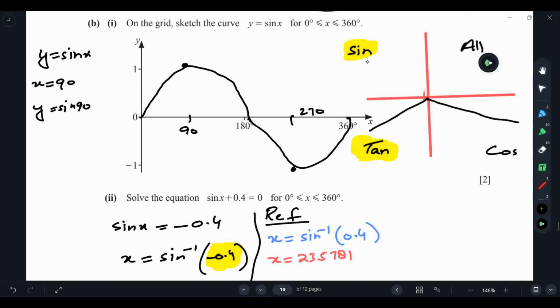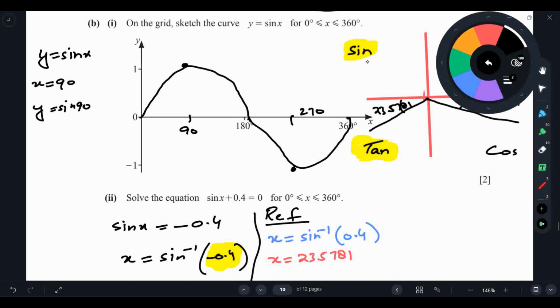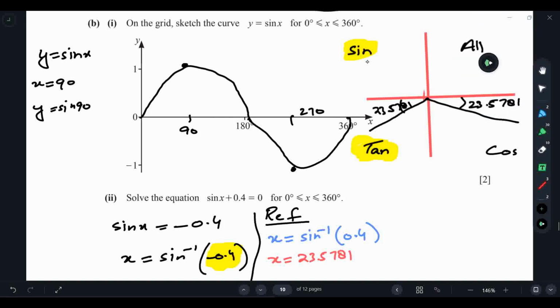Now reference angle is 23.5781, and here this will be 23.5781. We keep this thing in mind that we always draw the reference angle with the horizontal axis. Now we have to draw the final answer. Now for final answer, keep this thing in your mind that for final answer we have to use the positive x-axis. Now this will be the angle, okay, this will be the required angle.